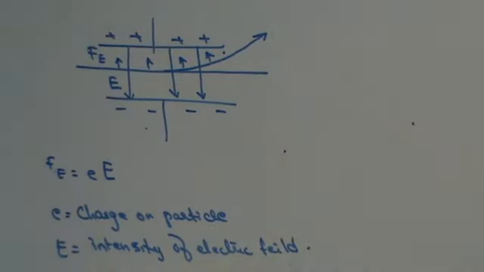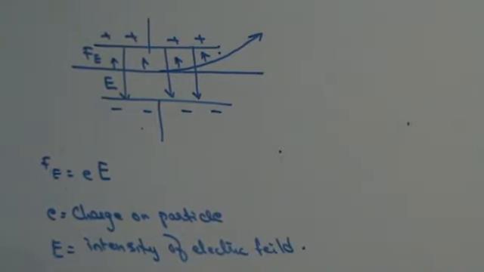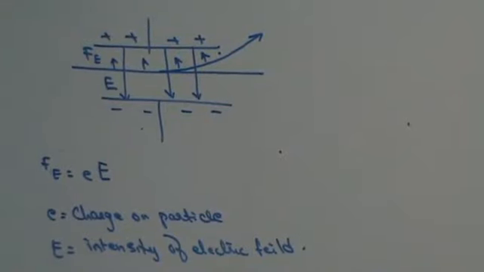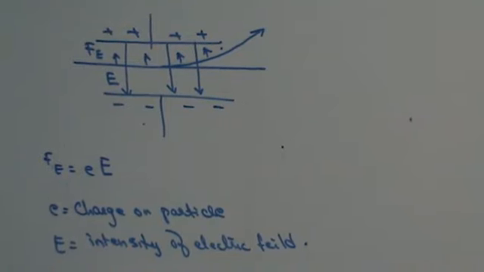Now besides that, you have plates D1 and D2. Plates D1 and D2 produce a magnetic field. Both are being given positive charge, so they produce a magnetic field.